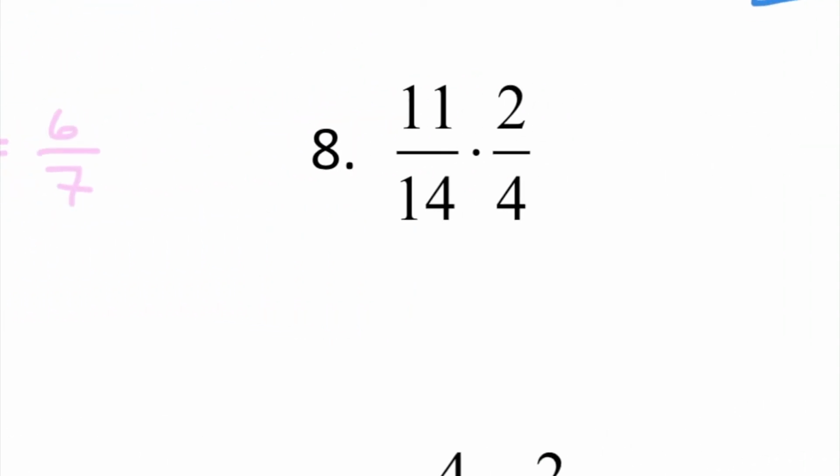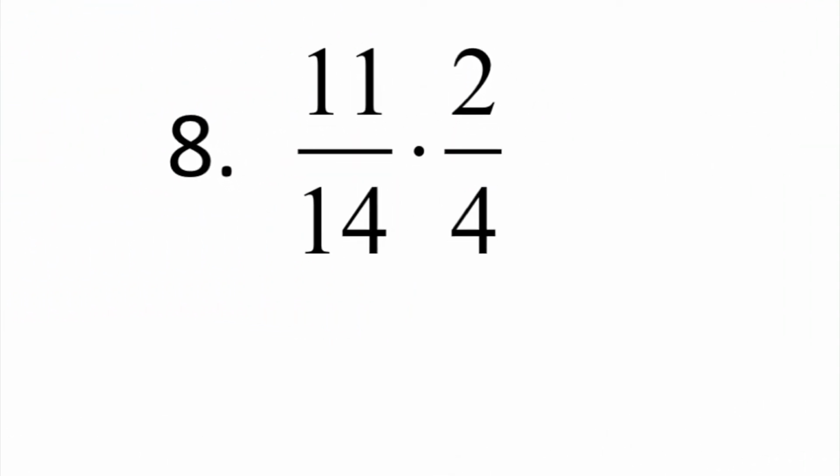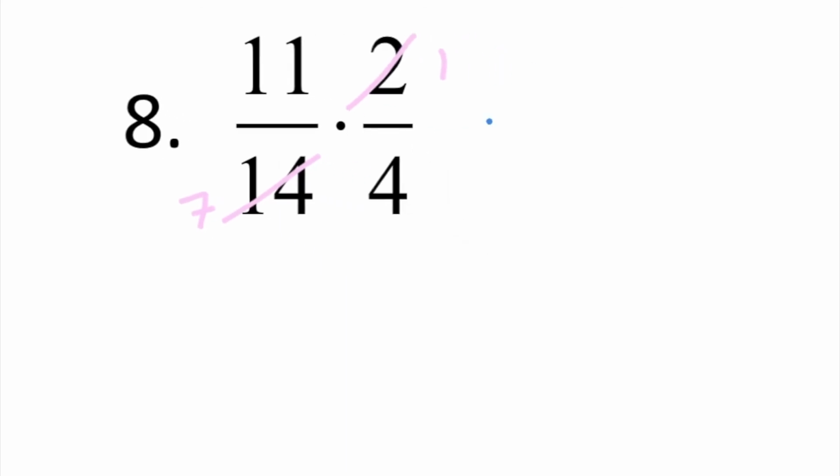So then in number 8, if I do it that way, I can take the 2 and the 14, divide them both by 2, and now I have smaller numbers to work with, and my answer is going to be 11 over 28.